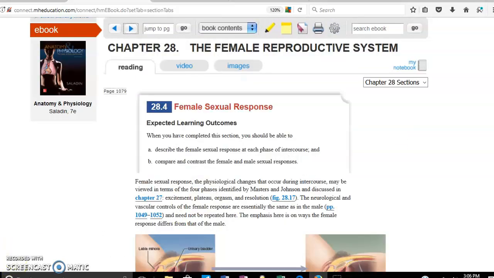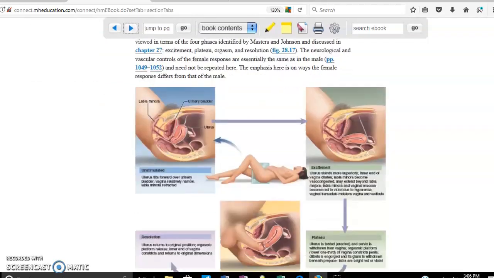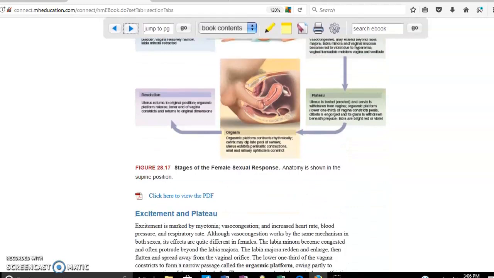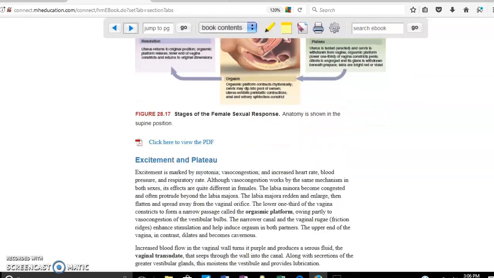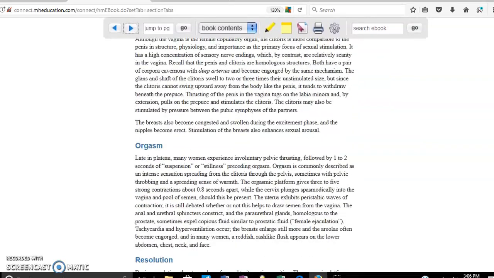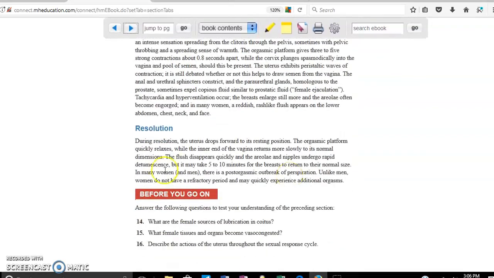Okay, the next topic is female sexual response. Obviously, what's the function of all these reproductive organs that females have. I'm not going to talk much about it, but it has 3 phases: excitement and plateau, where the blood pressure increases, the heart rate increases, the respiratory rate also increases, then orgasm, and then at the end there is resolution.